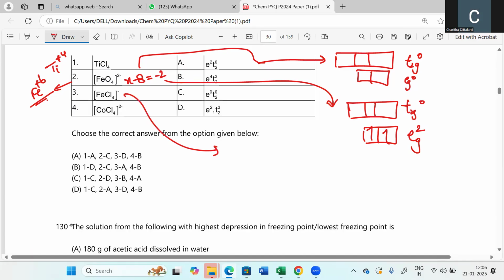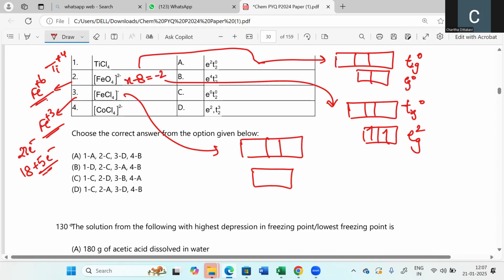Then for FeCl4 minus 1, Fe becomes plus 3, right? Minus 4 to the right side, plus 4 minus 1, plus 3. Fe+3 means 26 minus 3, 23 electrons. 23 electrons means 18 plus 5 electrons. 18 will be a stable state. So 18 plus 5 electrons. Let me draw those 5 electrons: 1, 2, 3, 4. In a tetrahedral complex, the energy gap is very less here. So 1, 2, 3, 4, 5.